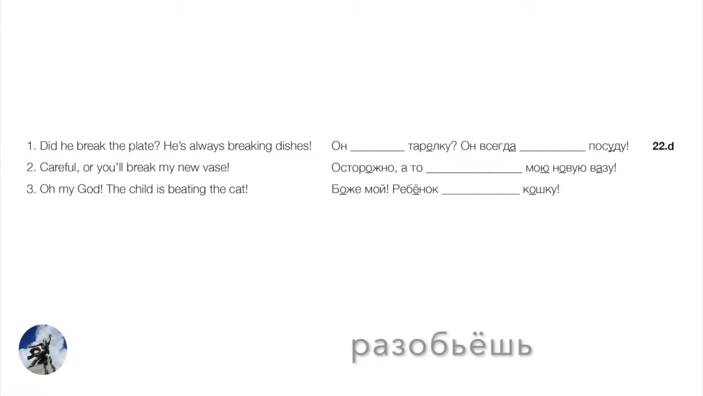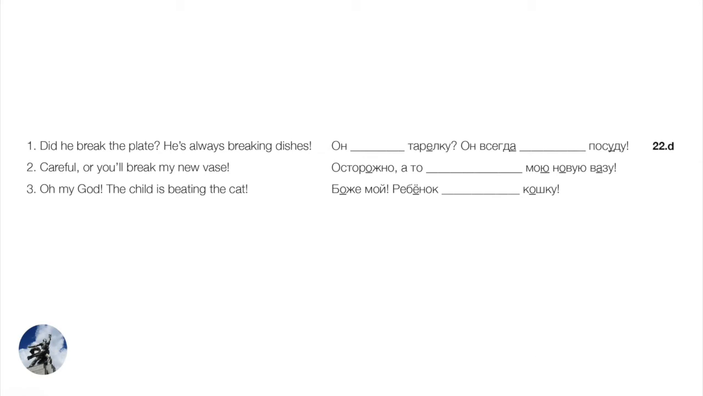Again, note that rather unusual mobile vowel that's being brought in here to break up the z, b consonant cluster, right? So that's a rather peculiar feature of this verb. You don't see that every day, so I wouldn't be too worried about that at this point, at least. Осторожно, а то разобьешь мою новую вазу.